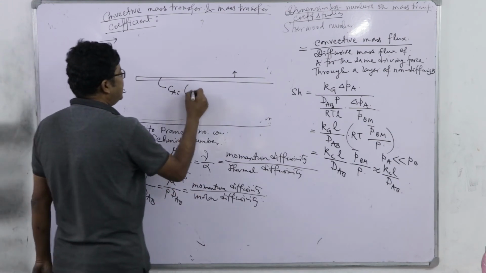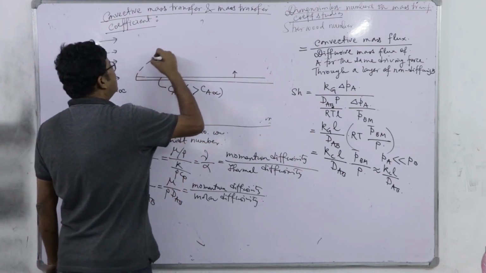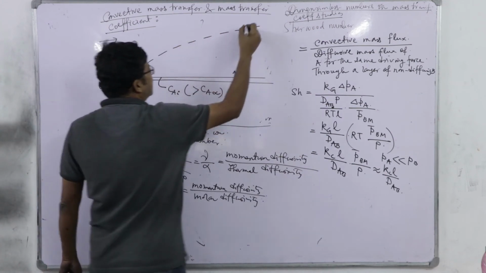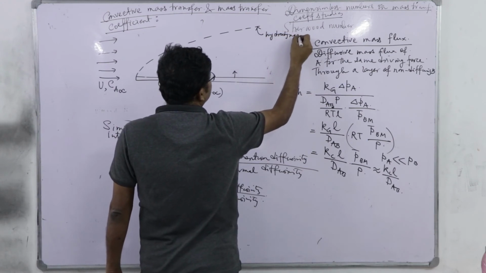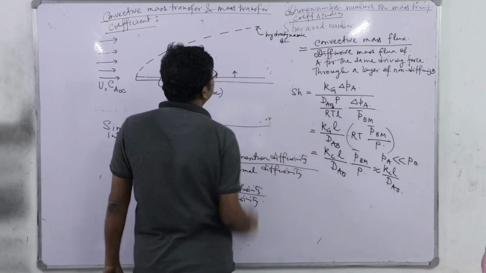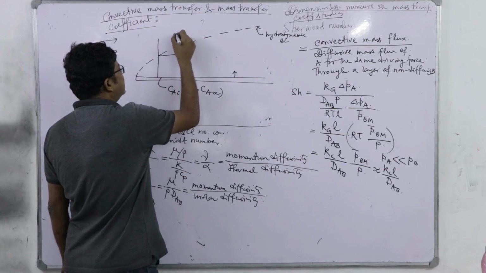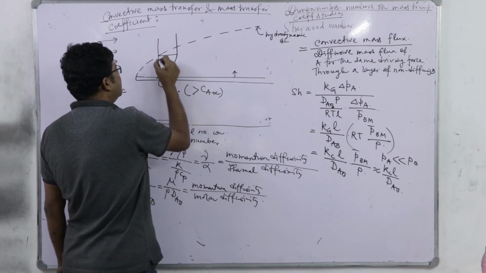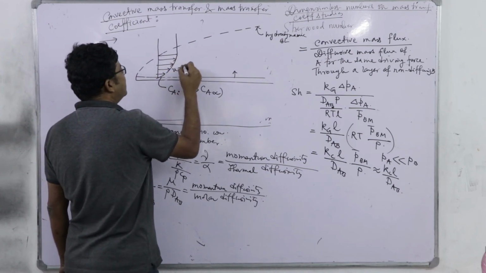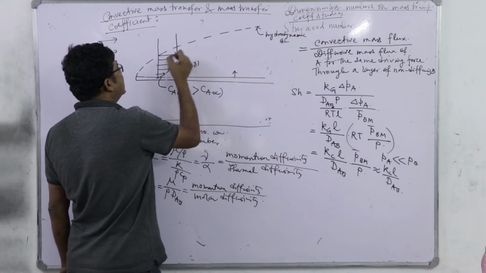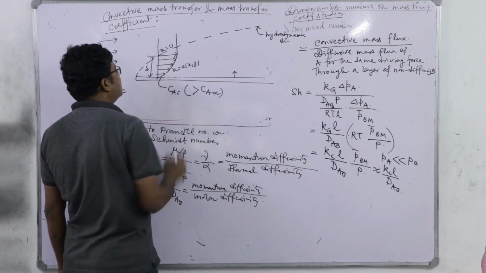So, what will happen? Cai, let us say it is greater than Ca infinity. Now, this will be the initial laminar growth of hydrodynamic boundary layer. Right? And hydrodynamic boundary layer, we have discussed, this is the velocity profile, right. U is a function of x and y, and here at this delta we will have u equal to capital U, right.